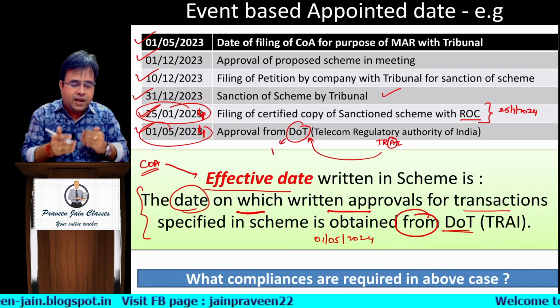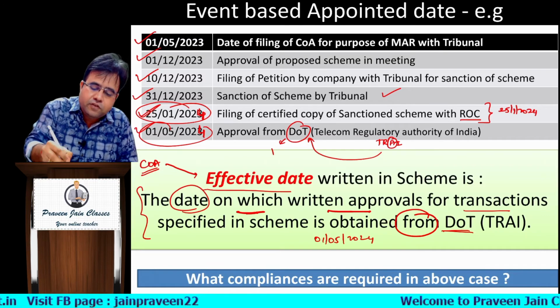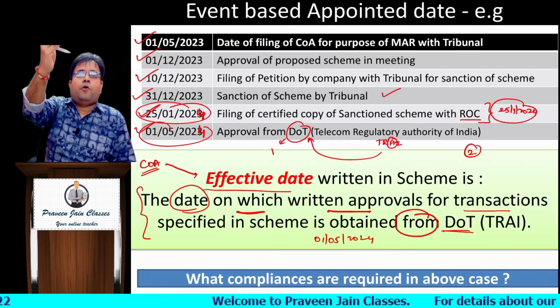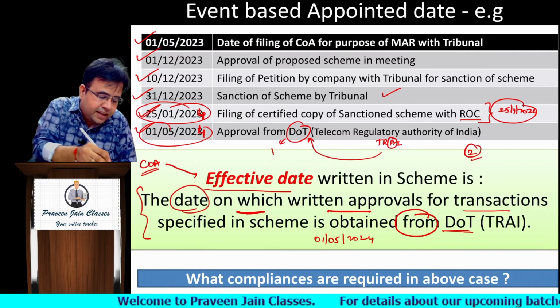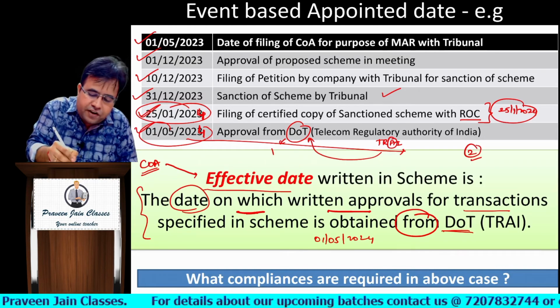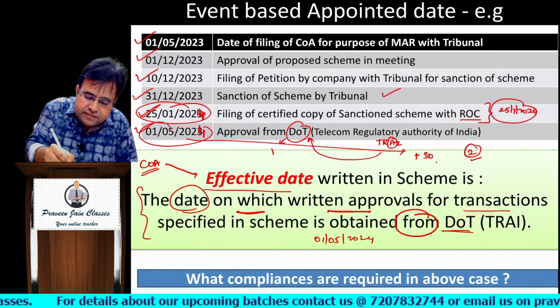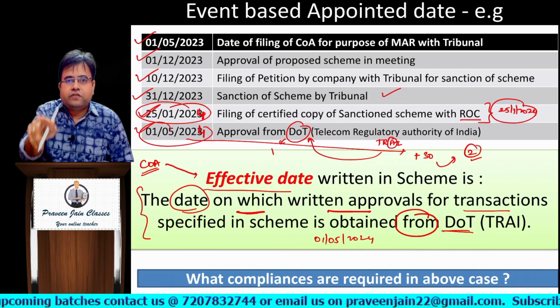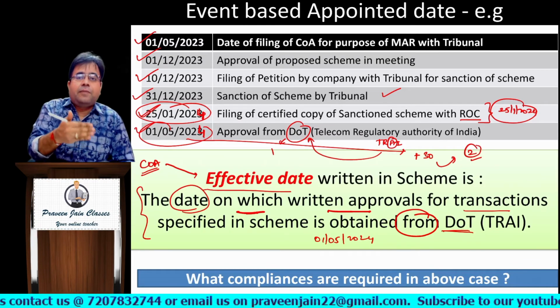You have to tell them, right? So don't you think in this case two filings will be done, sir? One filing is just to intimate about the sanctioning of the scheme. The second filing is from this date, the date on which TRAI gives the approval, 1/5/2024 plus 30 days. Again I have to do another filing with ROC telling them that our scheme has become effective.